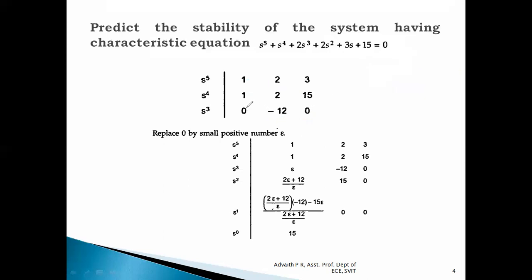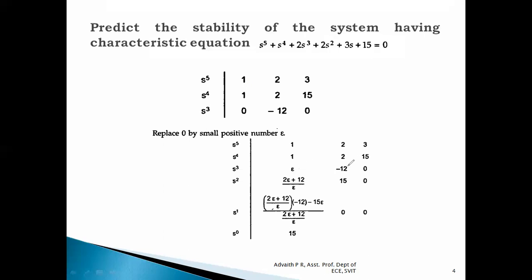Now if we observe, we have got special case 1. The first element of a row is equal to 0 over here. So when we get this kind of situation, what we have to do is replace this 0 with a small positive number called epsilon. So in place of this 0, we have substituted a small positive value called epsilon.